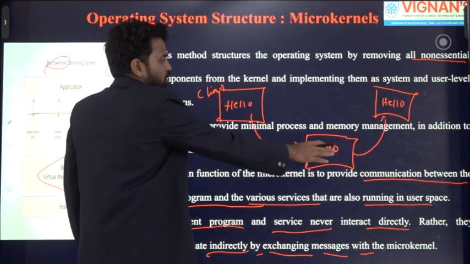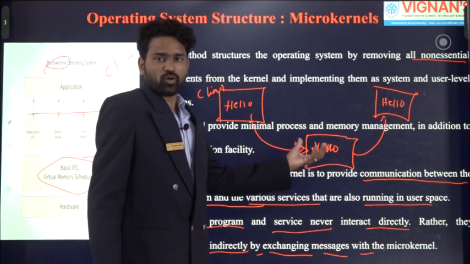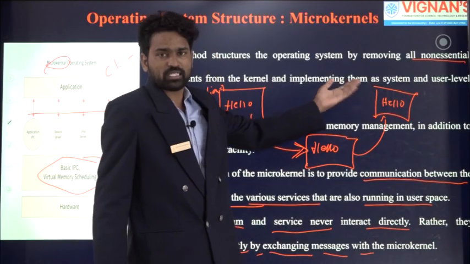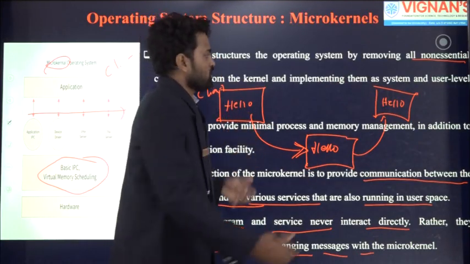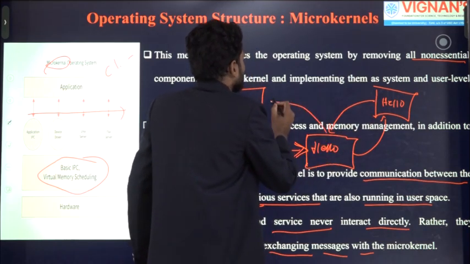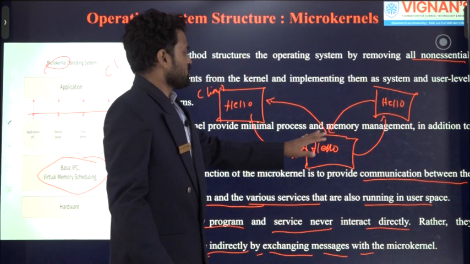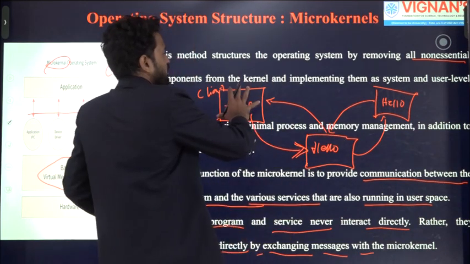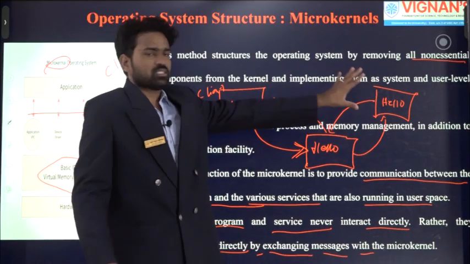from the client to the microkernel. This microkernel is going to pass that information to the server. If the server needs to send any message to the client, it has to pass the message to the microkernel, and the microkernel will return this message to the client. So the microkernel acts as the intermediary between the client and the server.